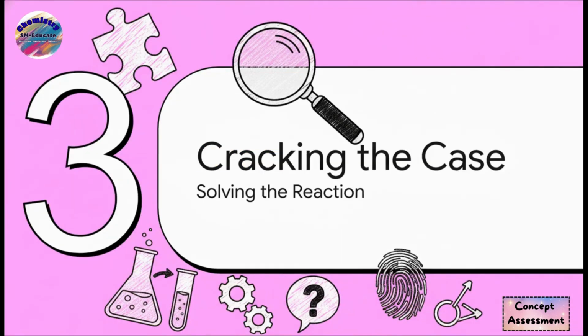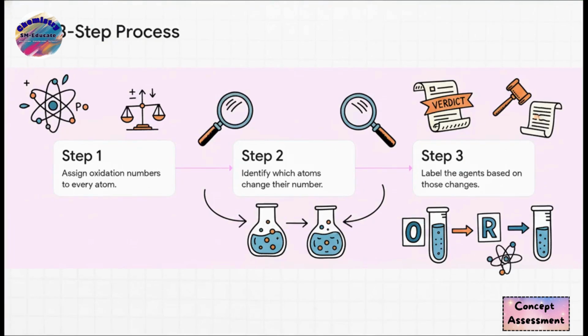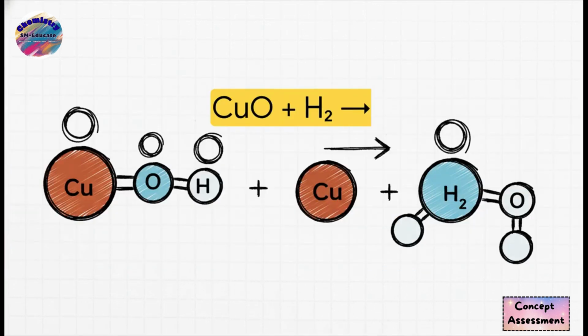All right, we have the puzzle, we have the clues, and we have the suspect profiles. It's officially time to apply what we know and finally solve this thing. Let's do it. We're going to follow a really simple 3-step process. First, we'll go through the reaction and slap an oxidation number on every single atom, reactants and products. Then we'll compare the before and after to see whose numbers actually changed. And finally, we'll use those changes to deliver our verdict and name the agents. Easy enough? Okay, step 1, assigning the numbers.